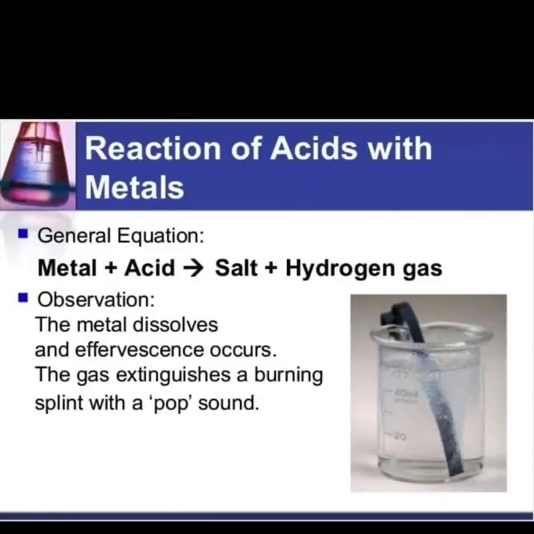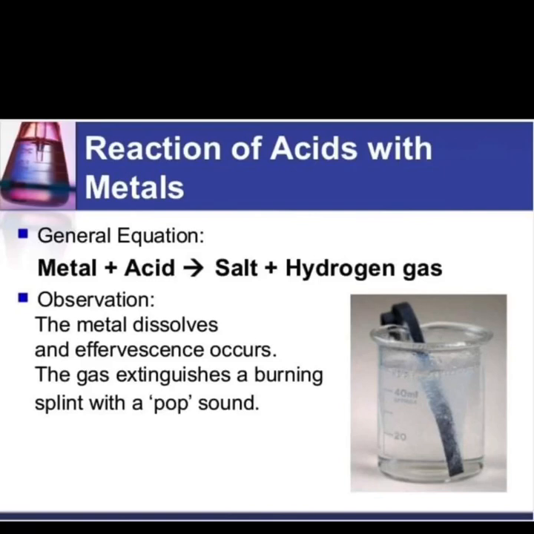Children, now let us discuss the chemical properties of acids and bases. First reaction is the reaction of acid with metals. When an acid reacts with metals, what will happen, children?